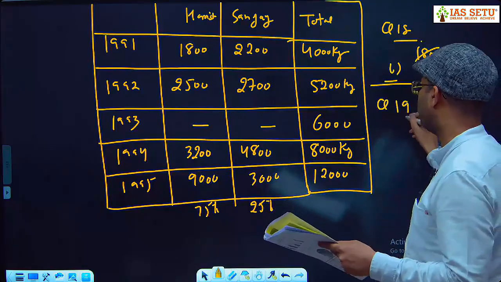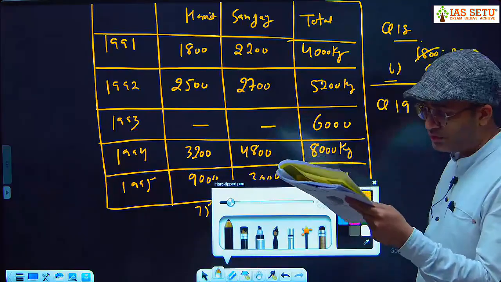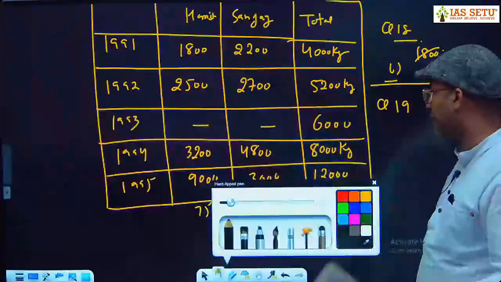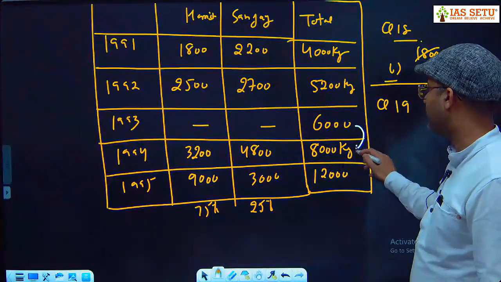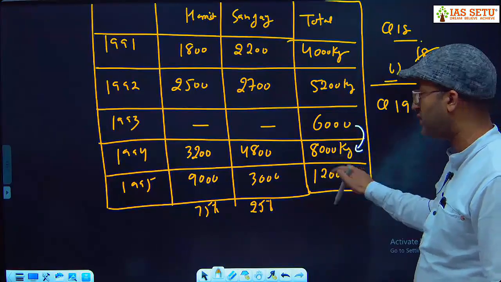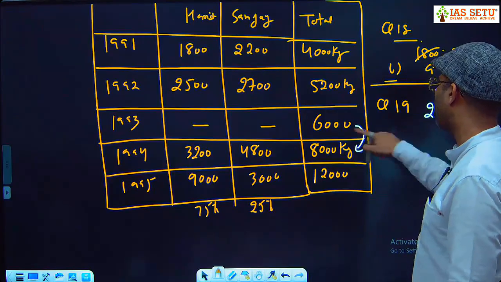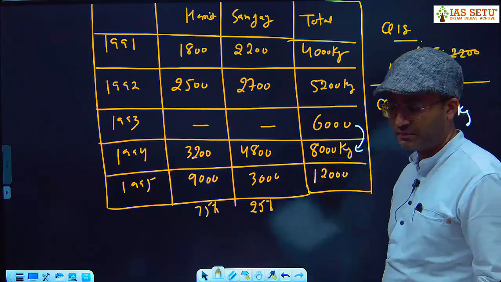Question number 19. The increase in the production between 1993 and 1994, what is the increase? 2000 kg. 6000 से 8000, so it is an increase of 2000 kg from 1993 to 1994.